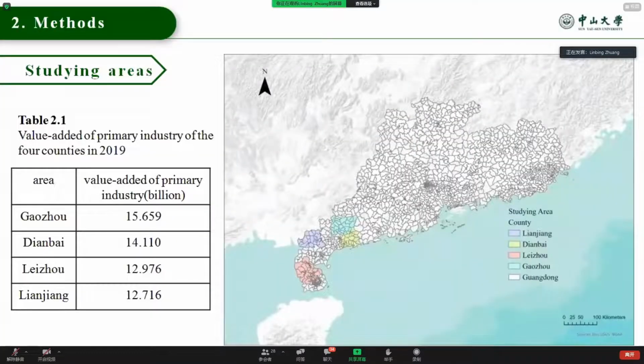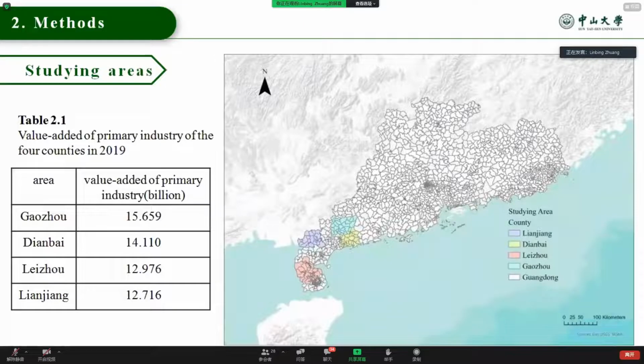And in our study, we select four counties in Guangdong province with the highest value added of primary industry. You can see in this photo, they are Guangzhou, Dianbai, Lezhou, and Lianjiang, all of them located in the southwest of Guangdong.